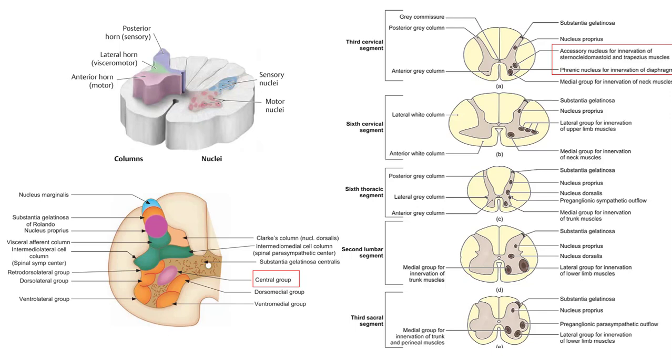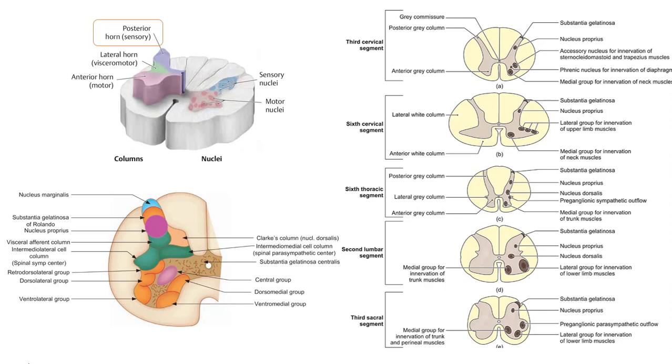C3, 4 and 5 keeps the diaphragm alive. Okay. The next one is the spinal nucleus of the accessory nerve. Again, this shouldn't be too difficult to remember. The spinal accessory nerve is a cranial nerve, so it's in the head. So, this nucleus is only present between the C1 and C5 vertebral levels, and it innervates the trapezius and sternocleidomastoid muscles.